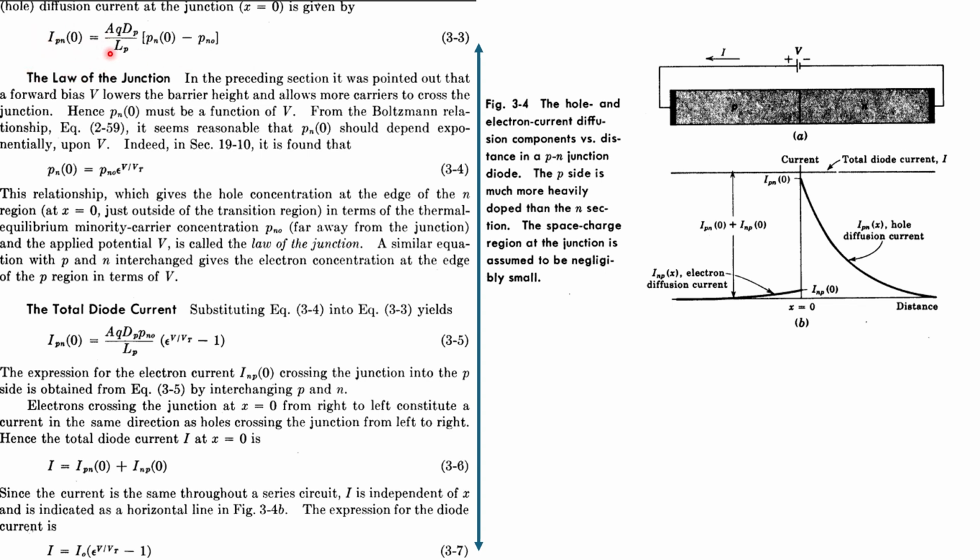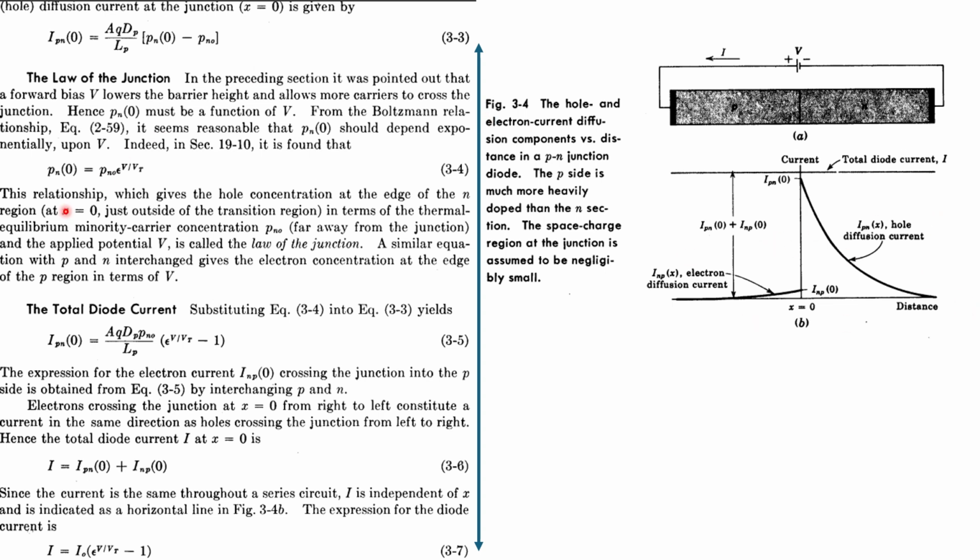So how can you calculate it? A is your area, Q is charge, D is the diffusion constant, and L_P is your diffusion length, with P_n at 0 position and P_n at the far end, that is how many carriers will cross, right?